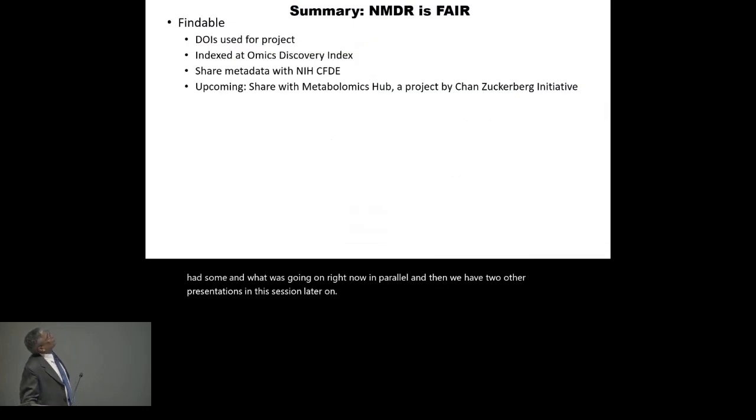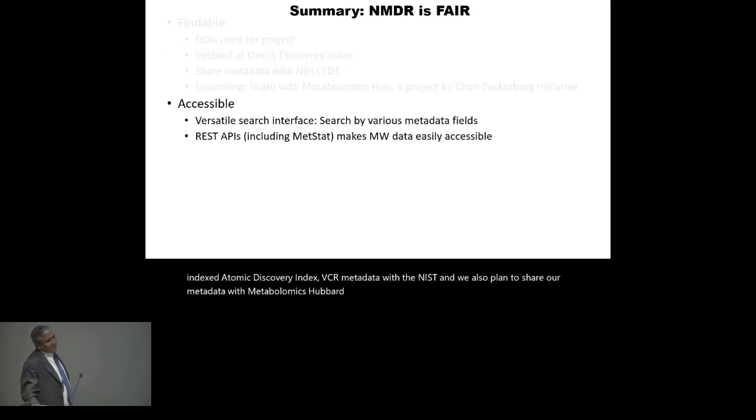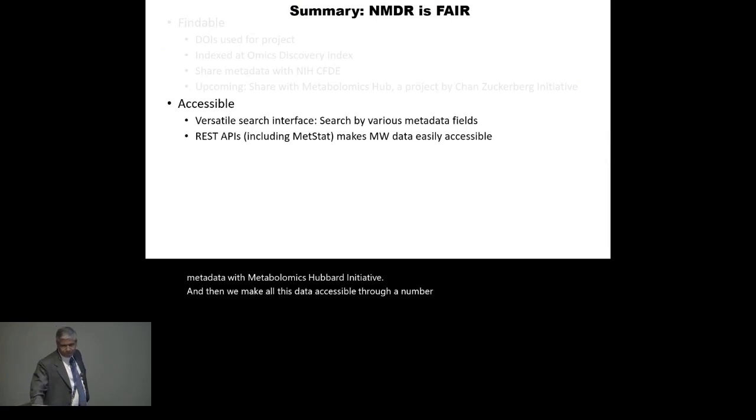So to summarize, I hope I provided some glimpse into how the NMDR resource is satisfying a number of FAIR criteria. For example, for projects, we use DOIs, and metabolomics studies are indexed at Omics Discovery Index. We share metadata with the NIH CFDE, and we also plan to share our metadata with the Metabolomics Hub, a Chan Zuckerberg initiative. And then we make all this data accessible through a number of search interfaces and also through REST APIs.